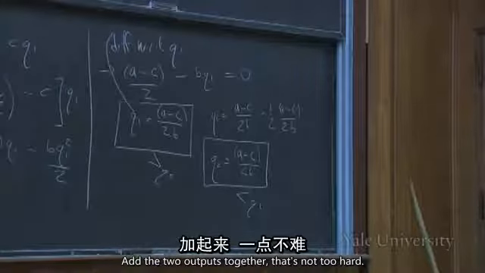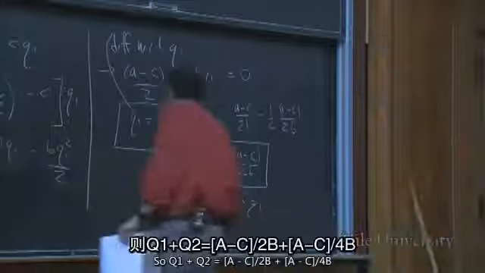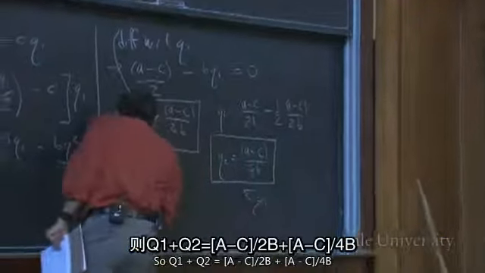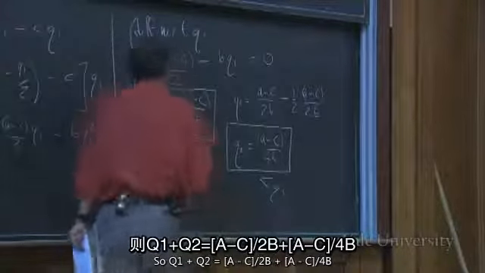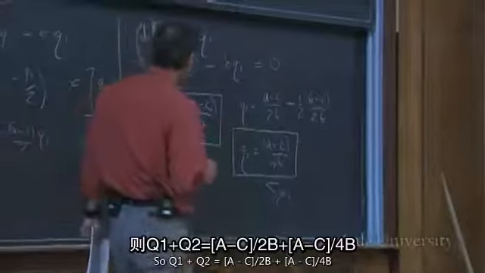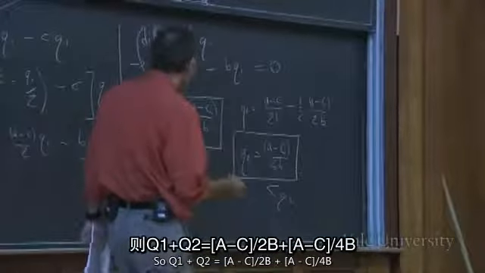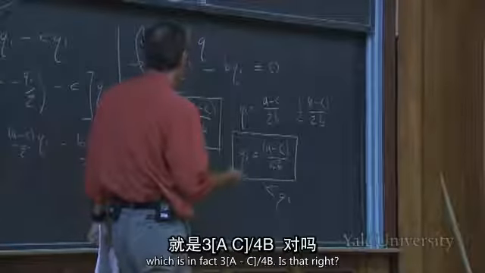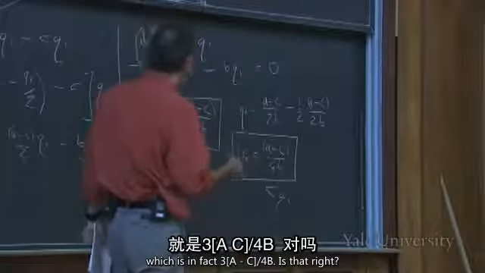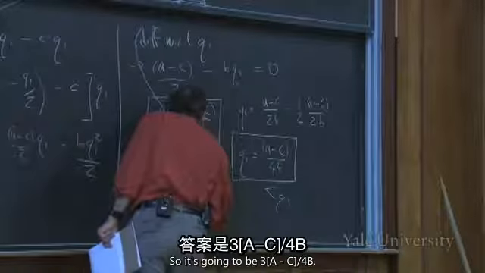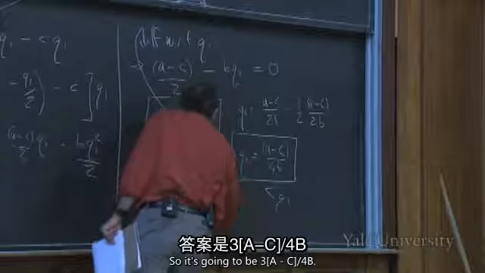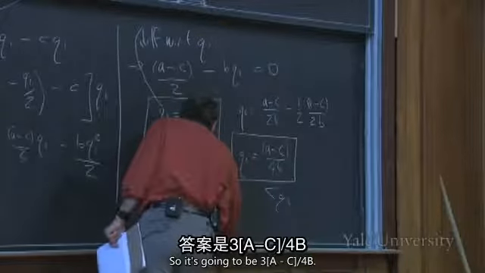Add the two outputs together. That's not too hard. All right, so Q1 plus Q2 is equal to (A minus C) over 2B plus (A minus C) over 4B, which is in fact 3(A minus C) over 4B. Is that right? So it's going to be 3(A minus C) over 4B.